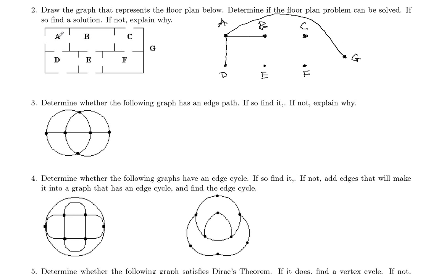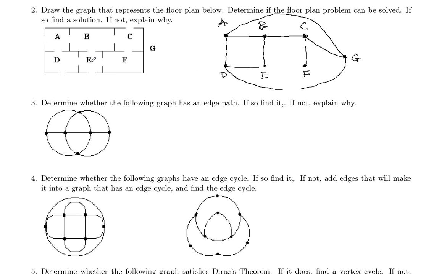B is joined to A, E, and C. We already got A. Put in E, put in C. C is joined to B and the outside and F. So we got B, the outside here, and F. D is joined to A, the outside, and E. So we got A. Here's E. And then the outside is G.